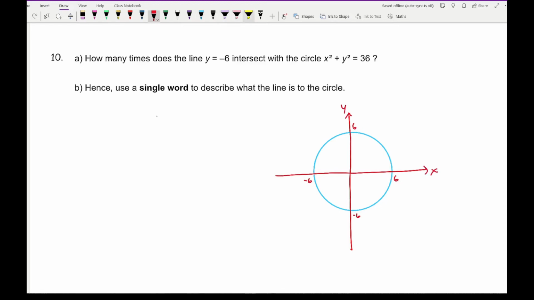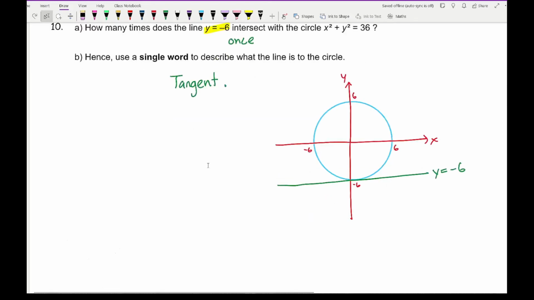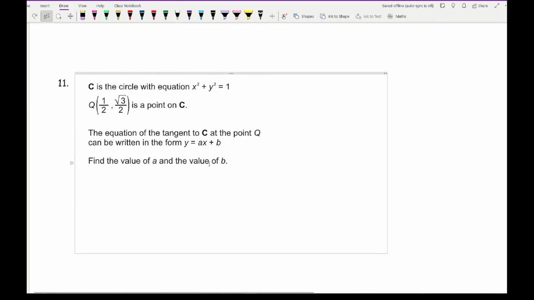Now I then want to sketch y equals minus 6. So y equals minus 6 is a horizontal line that looks like this. How many times does it intersect with the circle? Well, basically it's going to be once, and then it says hence use a single word to describe what the line is to the circle. Well, it's going to be the tangent. Then moving on to question 11.